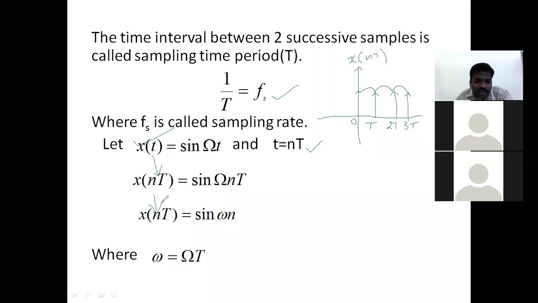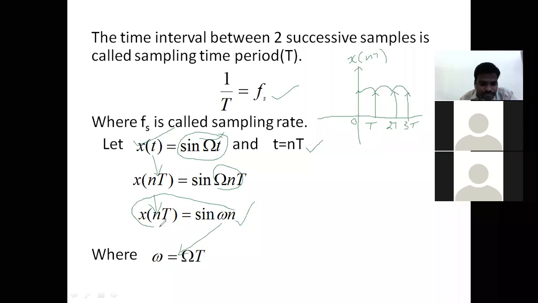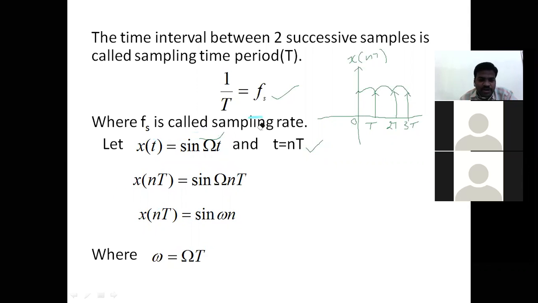Now x of nT is as it is. This omega into capital T, I have taken as omega. So x of nT is equal to sine omega n. Now this is the discrete time signal. Initially I considered x of t equal to sine omega t. Later, after the sampling process has been done, I will get x of nT equal to sine omega n, where omega is equal to pi into T. This is how you convert continuous time domain signals to discrete time signals.